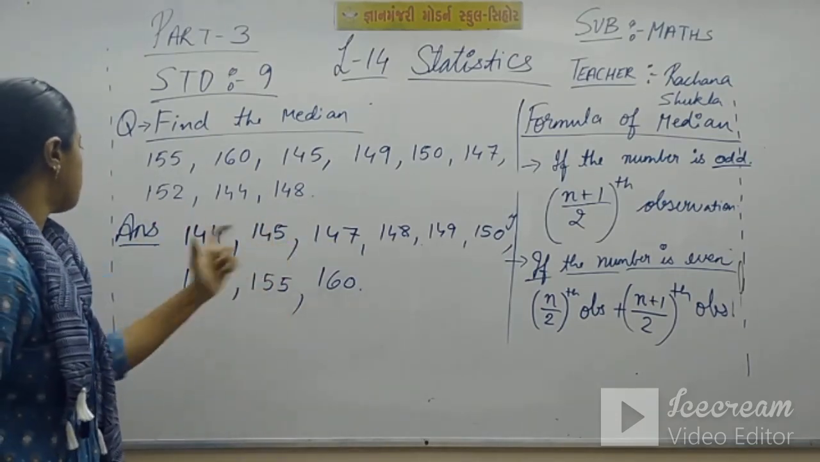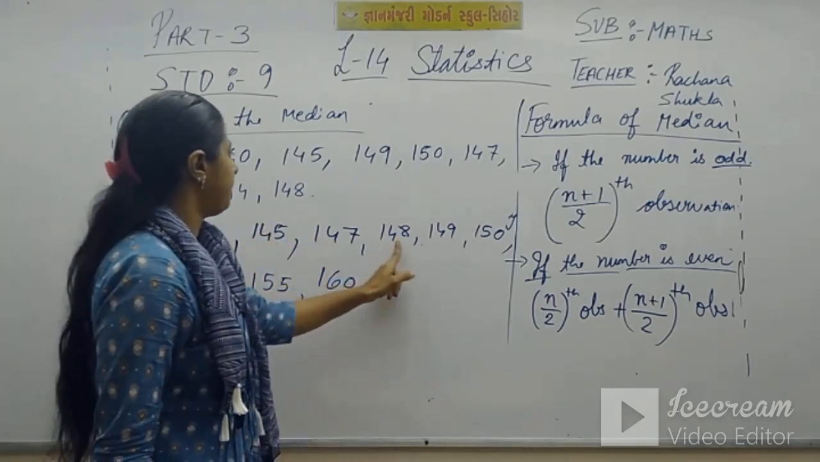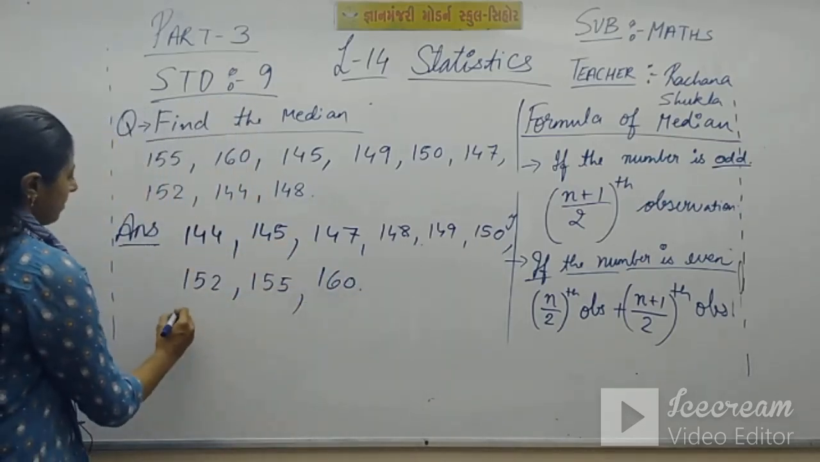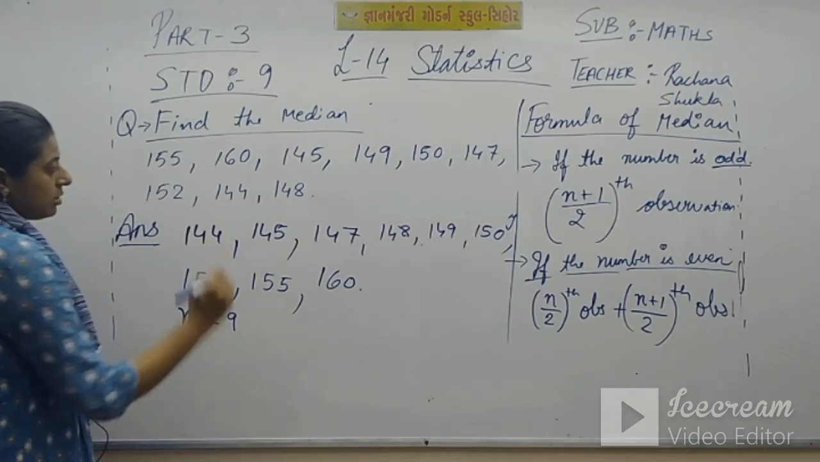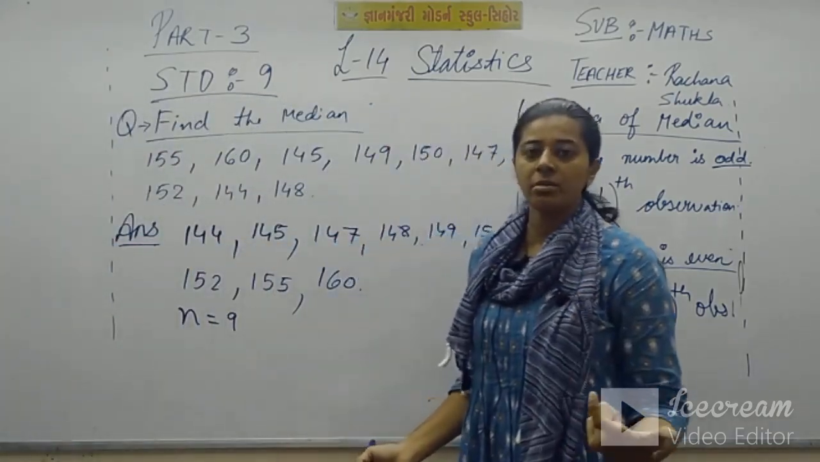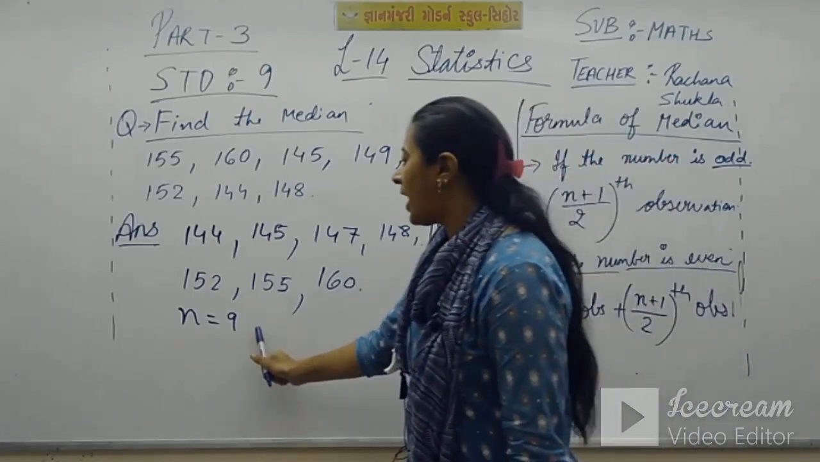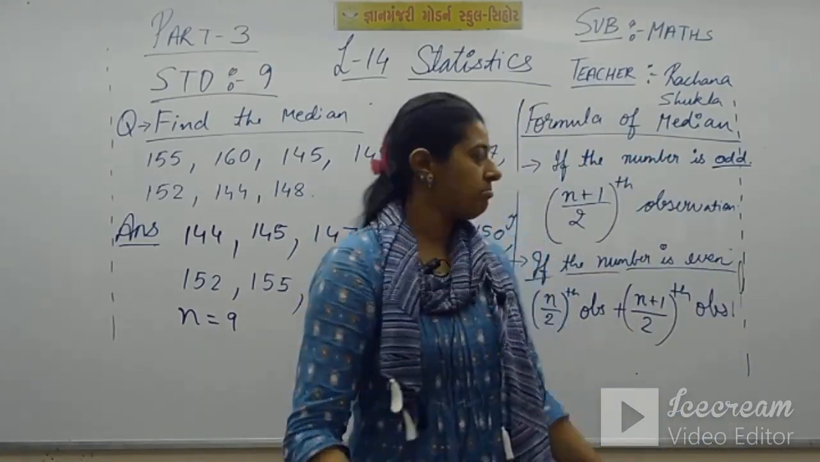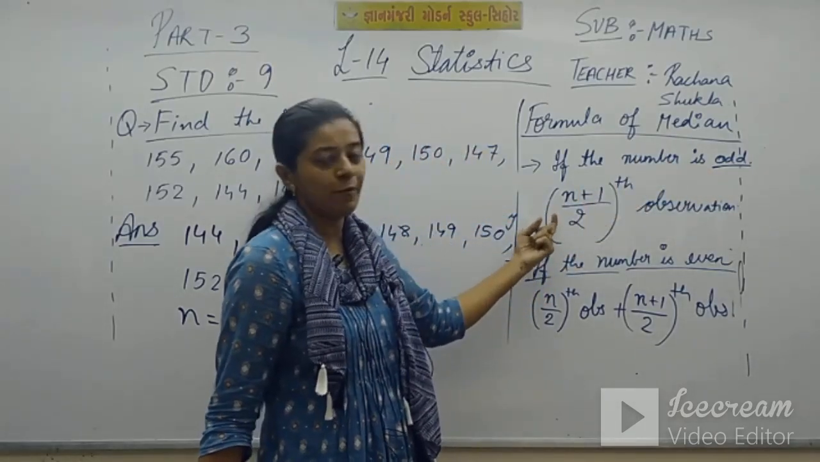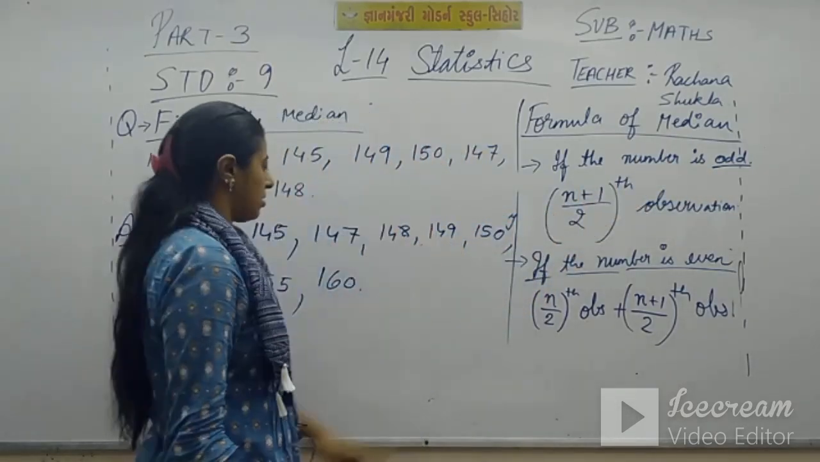Now count the numbers. 1, 2, 3, 4, 5, 6, 7, 8, 9. So you will write down n equal to 9. Is 9 an odd number or an even number, students? 9 is an odd number. So we will take this formula, for an odd number.